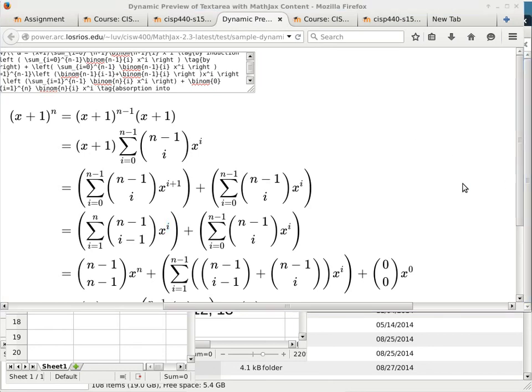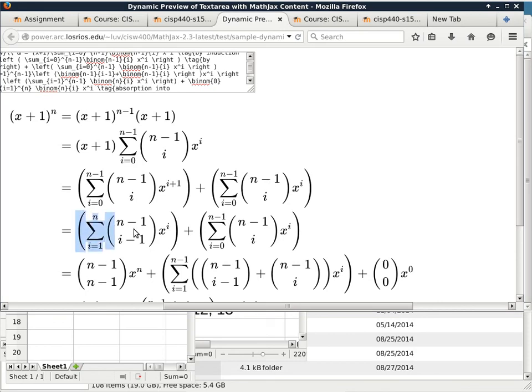Now, if you just look at this line here, without going any further, can you kind of have an intuitive idea that, hey, I can see a little bit, not the entire thing, but a little bit of Pascal's identity here? Can you guys see a little bit of that?